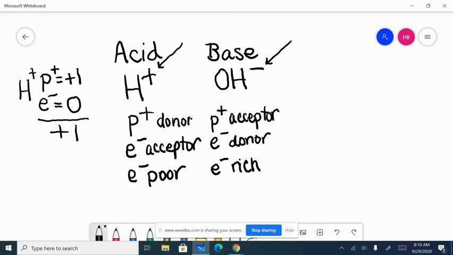So if you can get that under your belt, that's going to help a lot when it comes to understanding the basics of acids and bases.